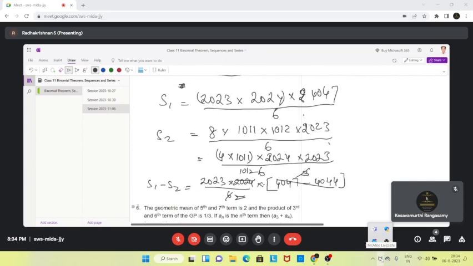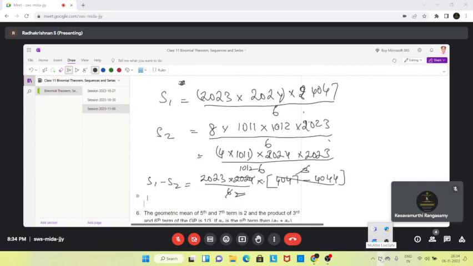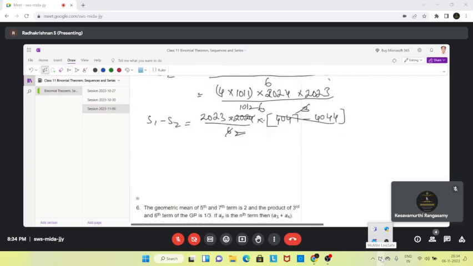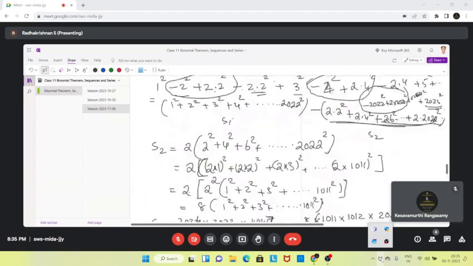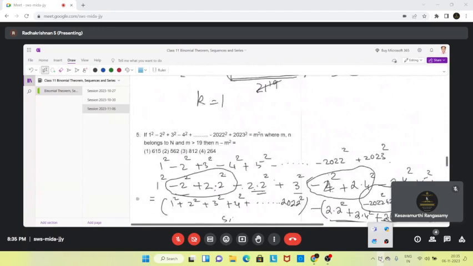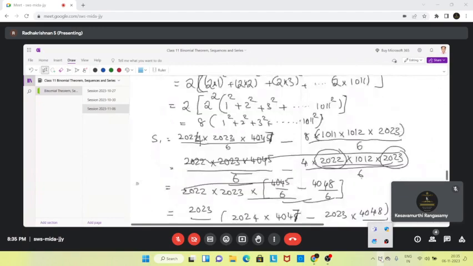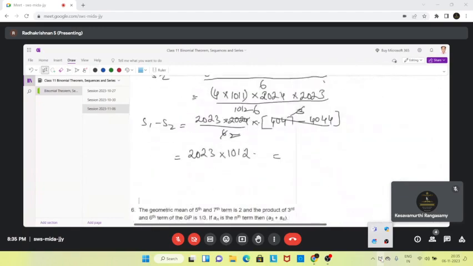So the net sum that we want is S1 minus S2, which is equal to 2023 into 1012. Okay. Now, they have given this, but this is not enough. They want us to do some more work. We have to write it as m square into n and find out the value of m and n.